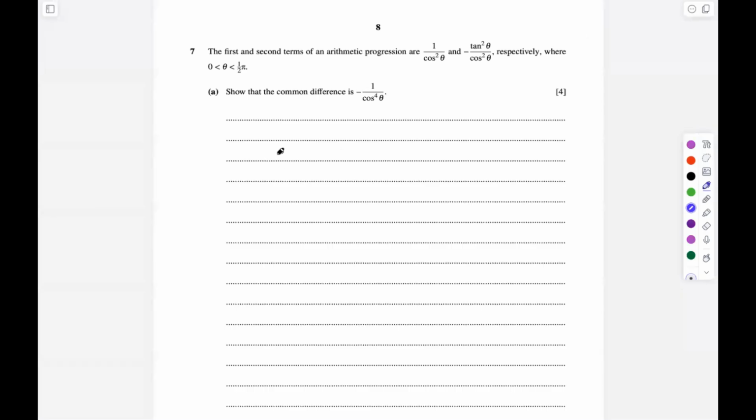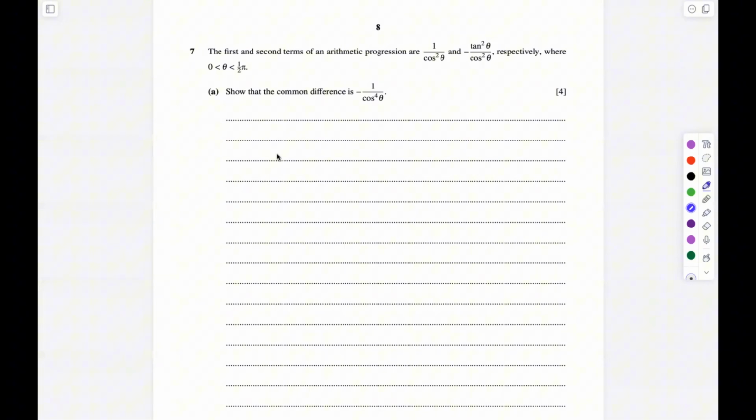In question 7, the first and second terms of an arithmetic progression are 1 upon cos squared theta and minus tan squared theta upon cos squared theta respectively, where theta is greater than 0 and less than half pi. In part A, we have to show that the common difference is minus 1 upon cos to the power 4 theta.